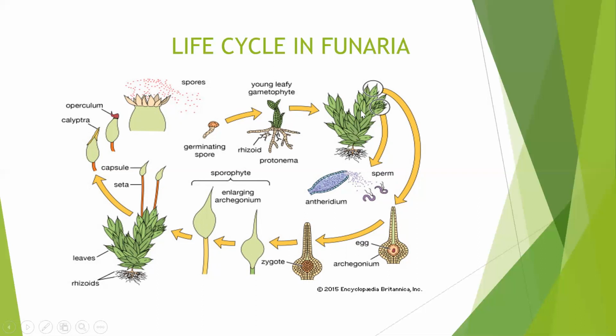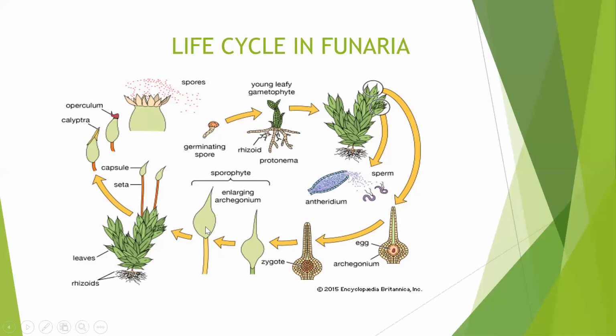This leafy structure will bear the male reproductive part, that is the antheridium, and the female reproductive part, the archegonium. The antheridium will produce antherozoids. You can see the antherozoids or the sperms over here. They are spiral shaped, and this is the archegonium. The antherozoids or the sperms will swim through the water and fuse with the egg to form the zygote.